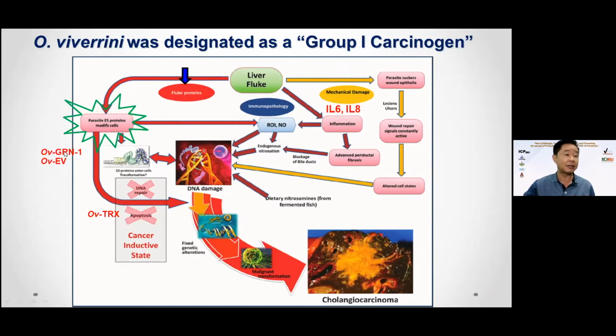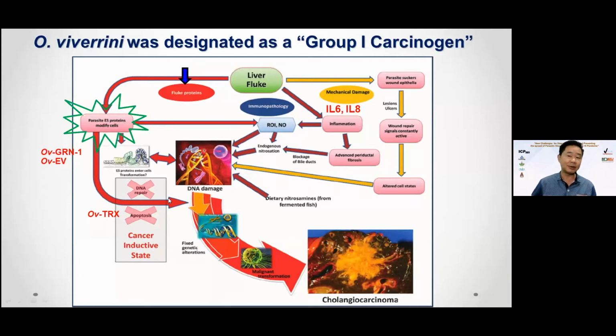For example, Opisthorchis glandulin 1 and the Opisthorchis extracellular vesicle, the molecule that Professor Wu just gave a talk about before me. We found that these two proteins are involved in the modification of the cell. They promote cell proliferation and induce immune pathology, including interleukin 6. We also identified the Opisthorchis viverrini thioredoxin, which plays a role as an anti-apoptosis molecule. So some of these molecules are involved in carcinogenesis.